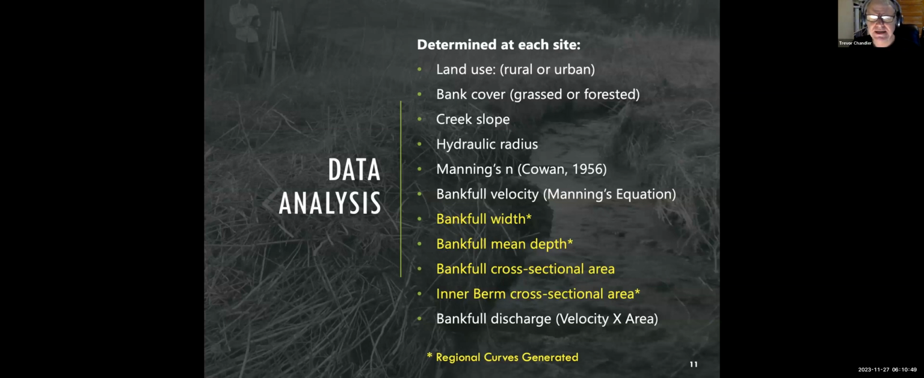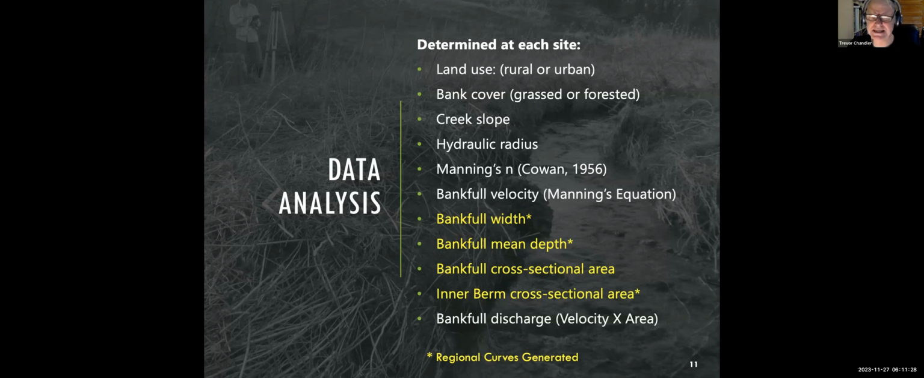So there were a lot of things that we looked at at these sites. We looked at land use. Basically, was it a rural area or was it an urban system? Bank cover was important. Is it grassed or forested? Because that will have an influence on what the channel is going to look like. The slope of the channel, its hydraulic radius. Manning's n was used to help us with velocities, and bankfull velocity measured with Manning's equation. Sorry, Manning's n was calculated using Cowan 56, which was a pretty good method.